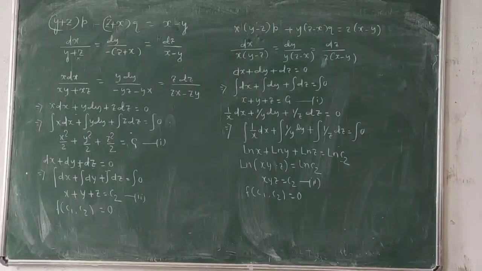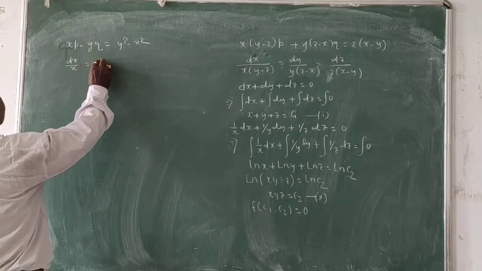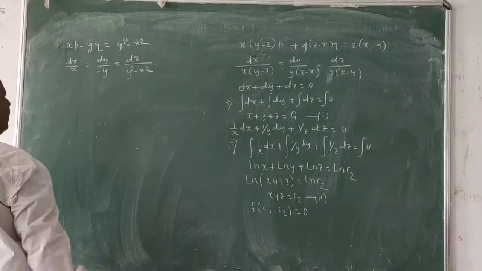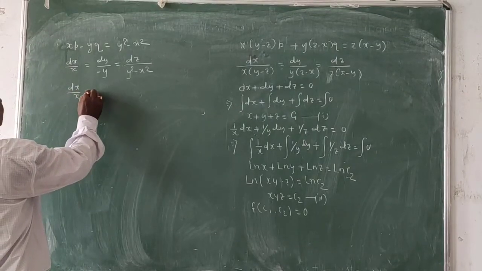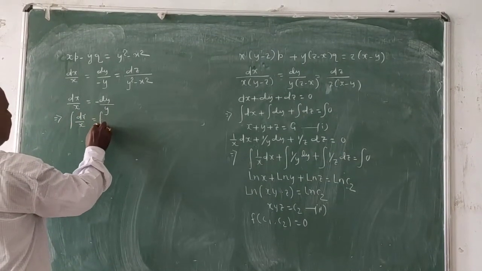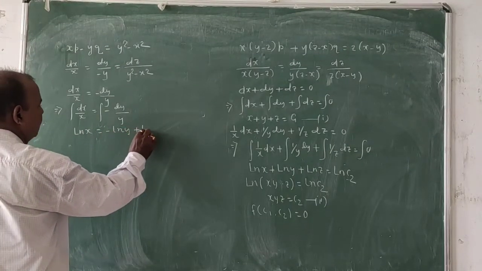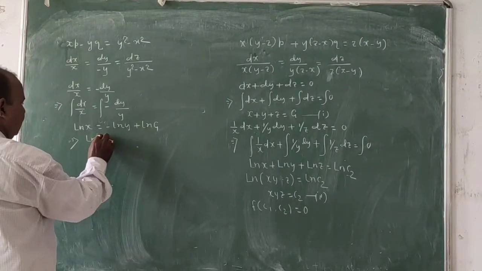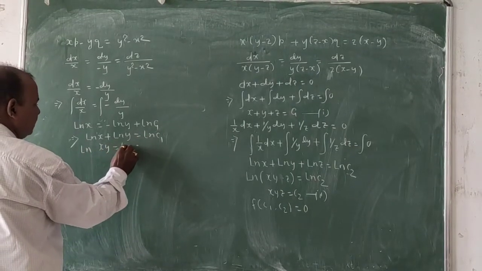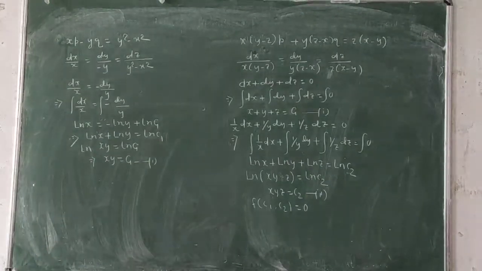So you do one thing, let us take y square minus x square. You solve this differential equation. So I can write dx by x equal to dy by minus y equal to dz by y square minus x square. So I can write dx by x is dy by minus y. So this implies the integration of dx by x is the integration of minus dy by y. So ln x is minus ln y plus ln of c. So ln of x plus ln of y equal to ln of c1, so xy equal to c1. This is equation number 1.